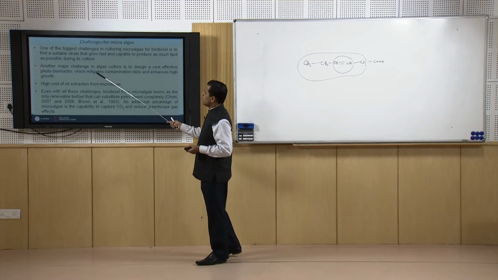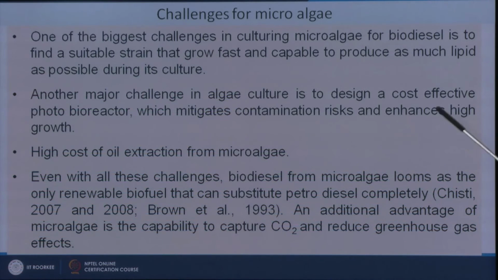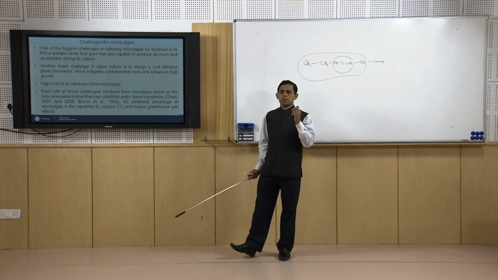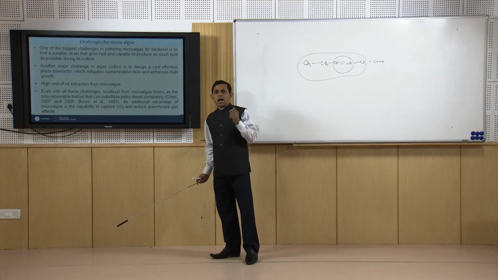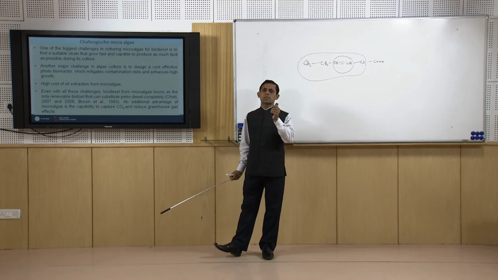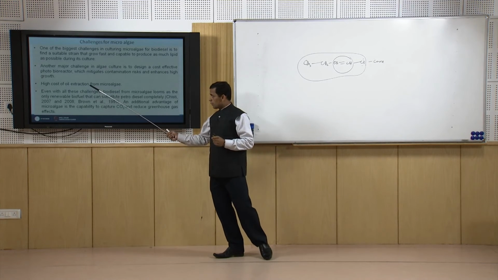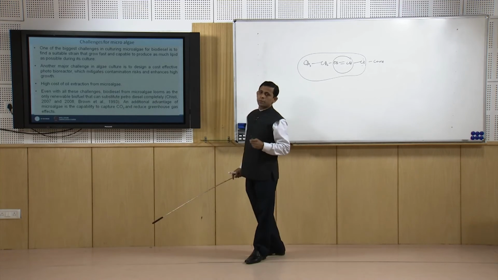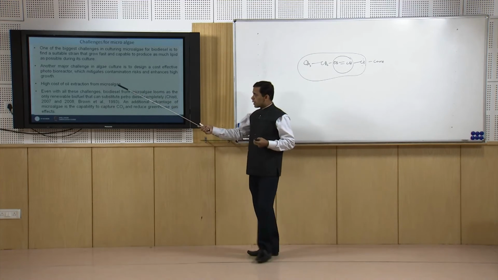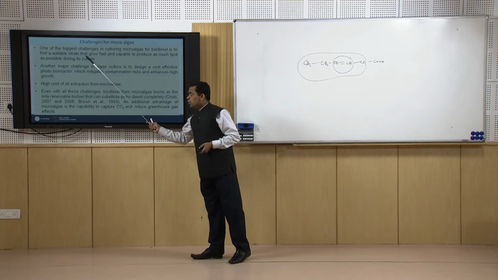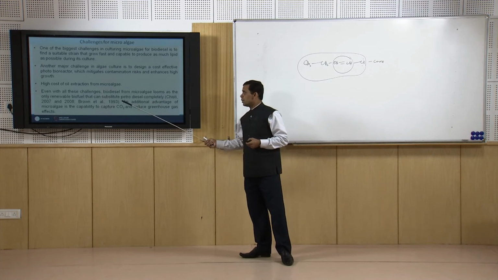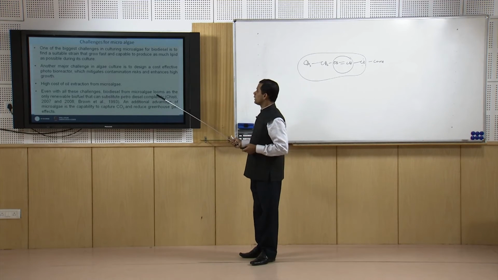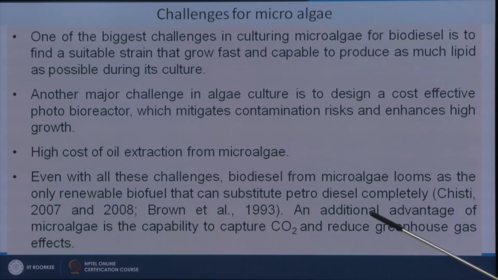We have to do some development on this. Another major challenge in algae culture is to design a cost effective photobioreactor. Photobioreactors are not cost effective, it is a costly affair. So, we have to design a photobioreactor which is economically feasible. Extraction of microalgae, that is harvesting, and for oil production it again requires drying. These steps are very expensive and not economic. So, these are the challenges. We have to develop alternate routes to reduce the expenditure in this step. Although these are the major disadvantages or challenges for algae to oil conversion, it has some positive sides also. Biodiesel from microalgae looms as the only renewable biofuel that can substitute petrol diesel completely, as per these references.